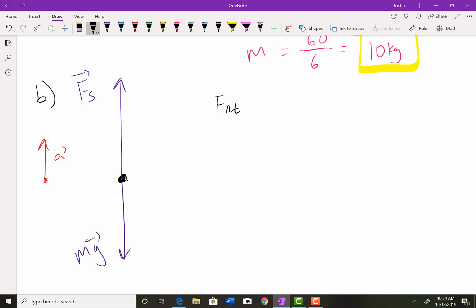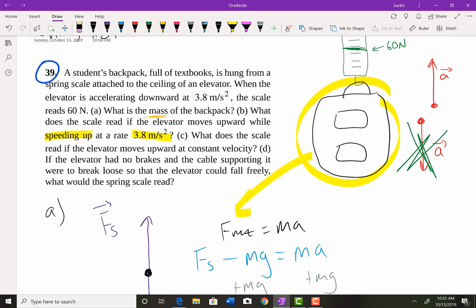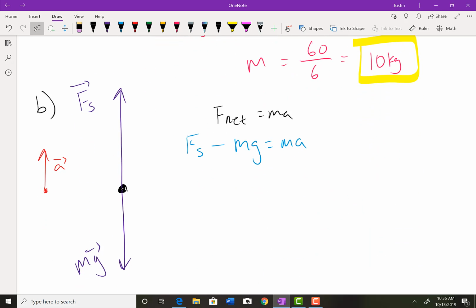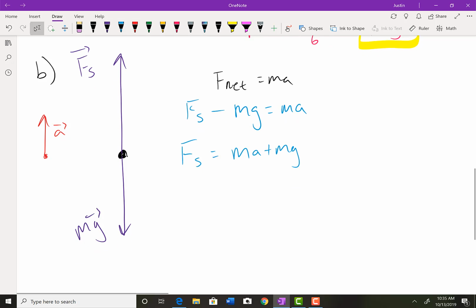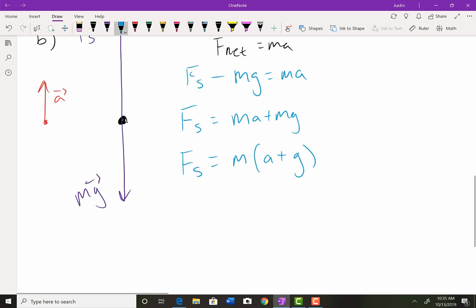My Newton's second law isn't really going to be all that different. F net equals ma. That's going to give me the spring force minus mg equals the mass times the acceleration. And we're trying to get the spring force, right? What does the scale read? So I'm trying to solve for Fs. So if that's the case, I'm just going to add mg to both sides. That's going to give me Fs equals ma plus mg. Again, I can make this a little easier on myself when I do the calculation by factoring out the m. So it's going to be a plus g. And this is going to make it a little easier for me.